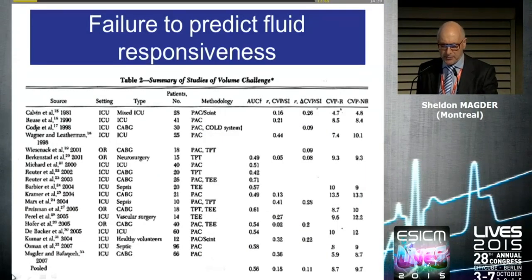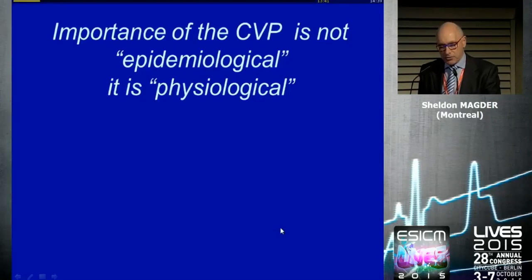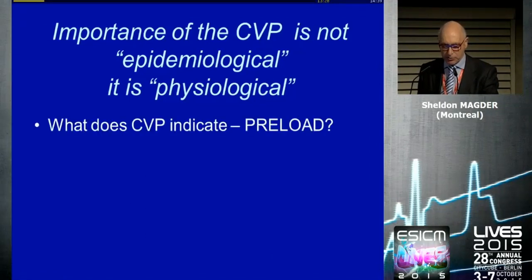He then goes on to say that a single value doesn't tell you what's going to happen. He even includes one of my own studies. And of course it doesn't. So the problem is, CVP is not an epidemiological question that you're going to analyze by looking at a meta-analysis. It's a physiological question, and you have to understand the physiological principles.